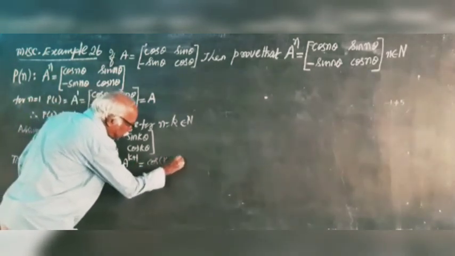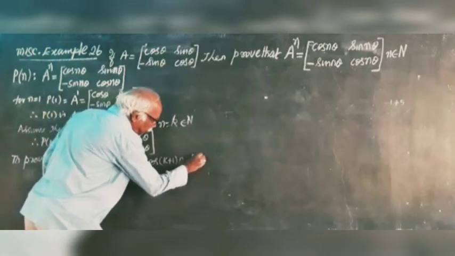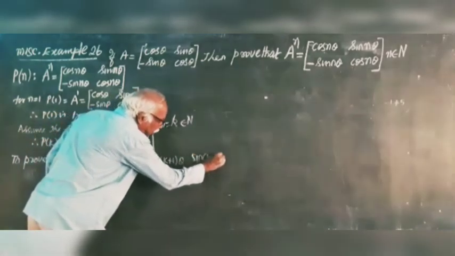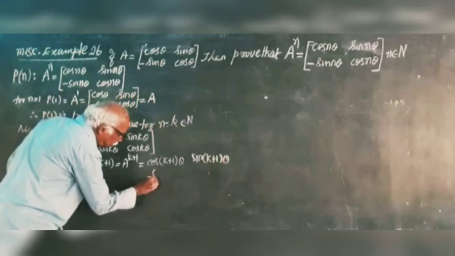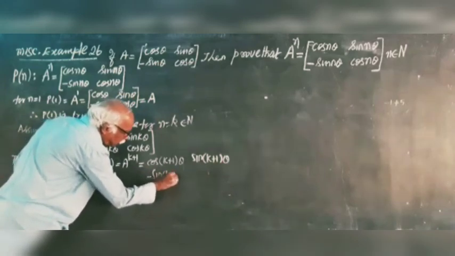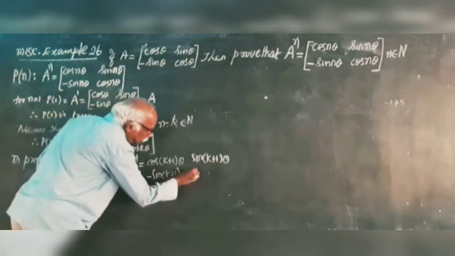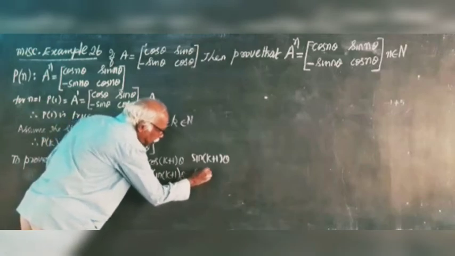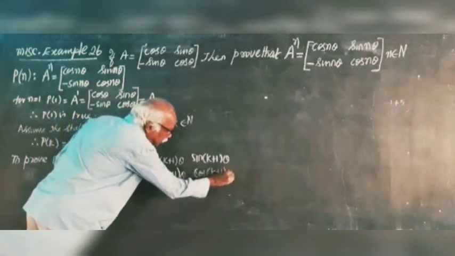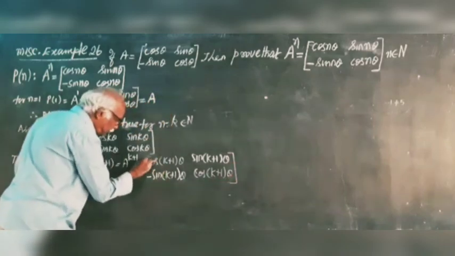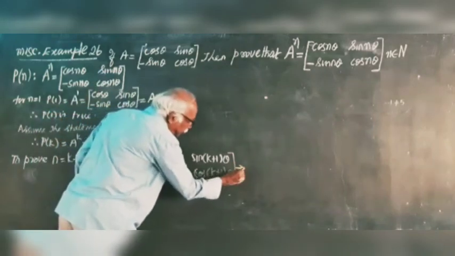k plus 1 into theta, sin of k plus 1 into theta, minus sin of k plus 1 into theta, cos of k plus 1 into theta. This is equation number 1. Consider LHS.